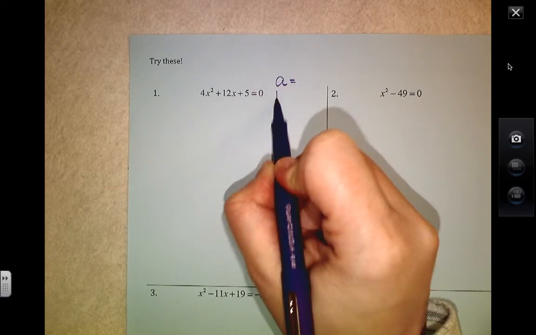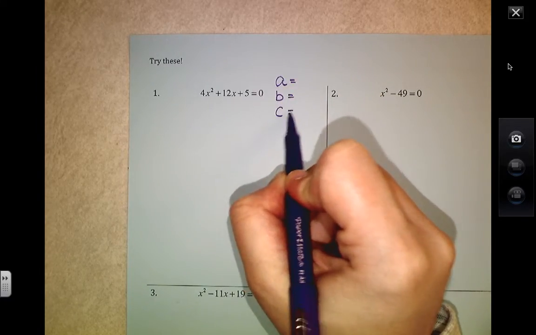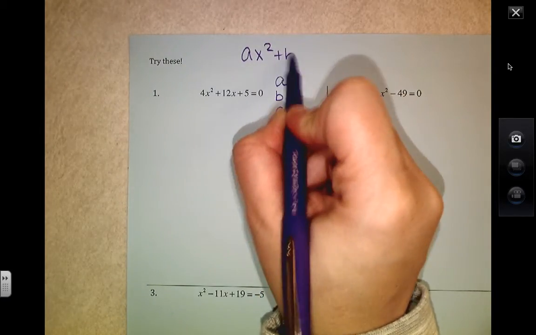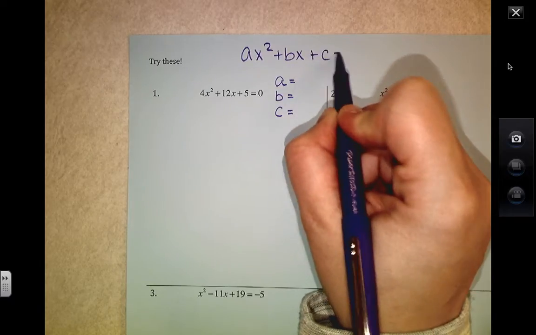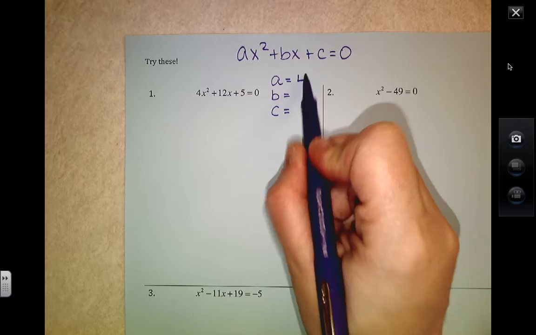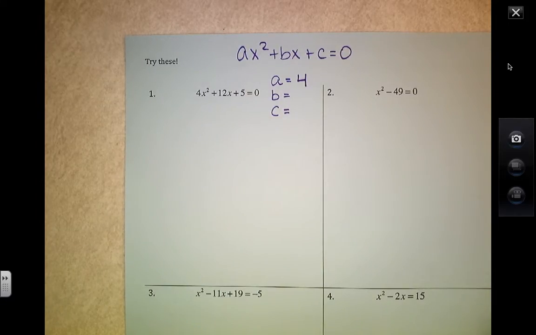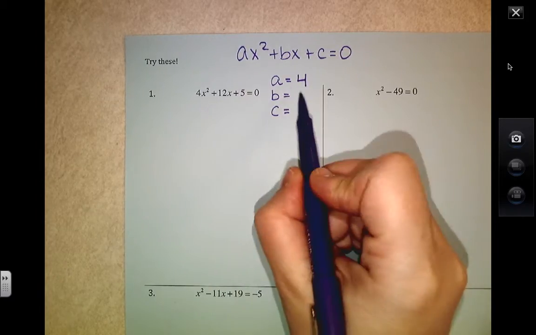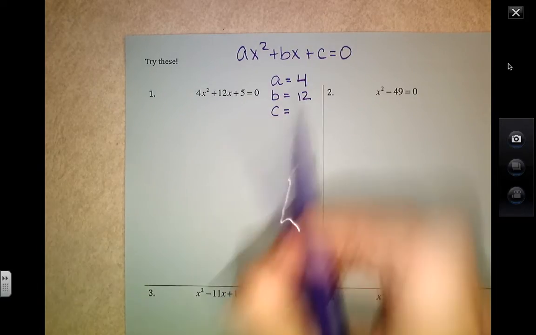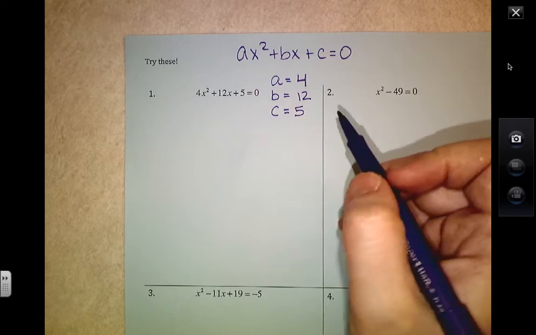So we need the values of a, b, and c. Okay, remember this is your standard form. So a is in front of x squared, so a is 4. B is in front of x, so b is 12. And c is the constant, so c is 5.